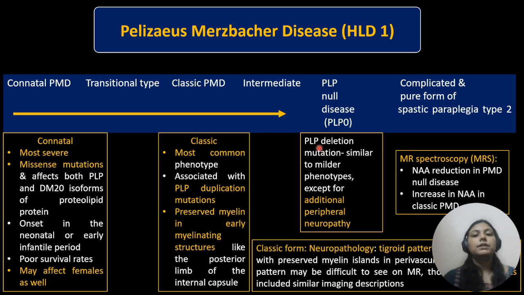PLP deletion mutations can lead to PLP null disease, which is similar to milder forms of PMD, but additionally can have peripheral neuropathy. On MRS, we may see a reduction in NAA in PLP null disease where we have deletion mutations, and we may see an increase in NAA in the classic PMD where we have duplication mutations. On neuropathology, the classic form is known to show a tigroid pattern, which is basically preserved myelin in perivascular locations. This pattern may be difficult to see on MR but has been described in initial studies.